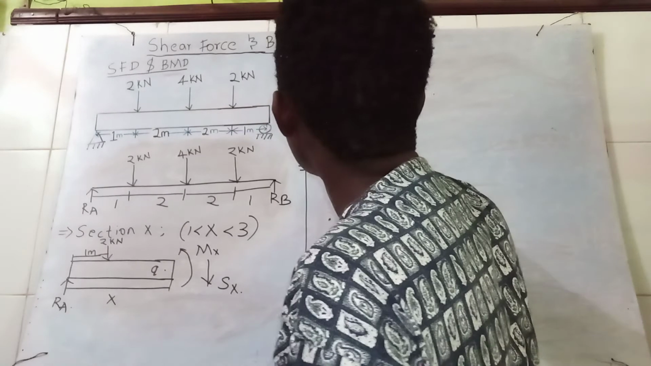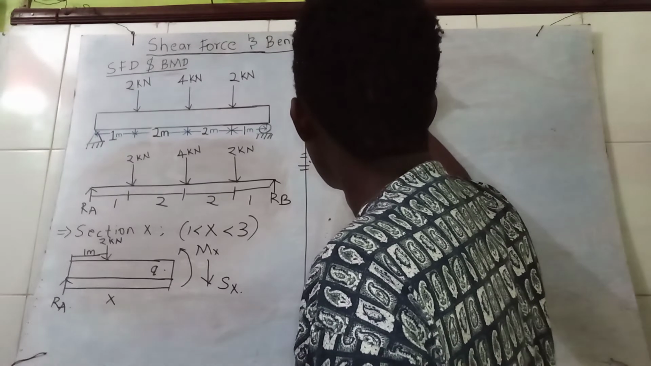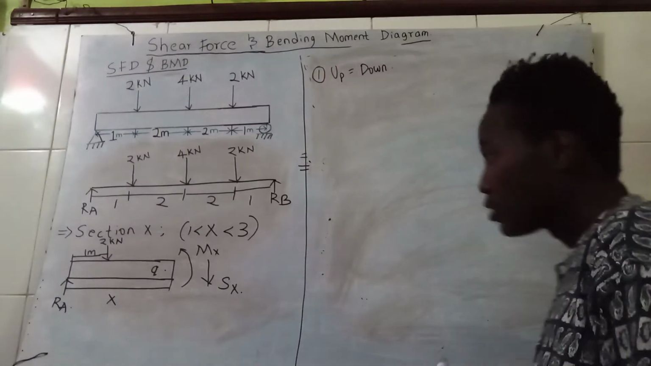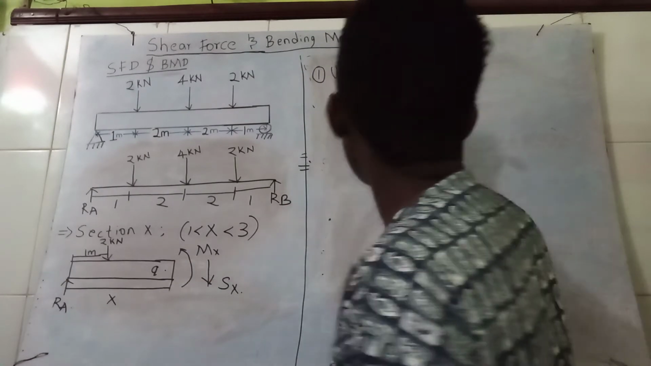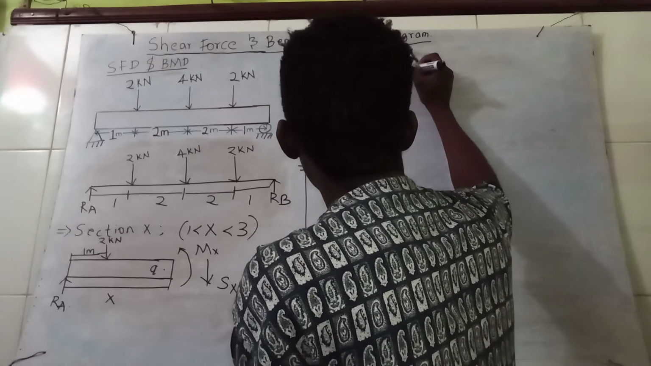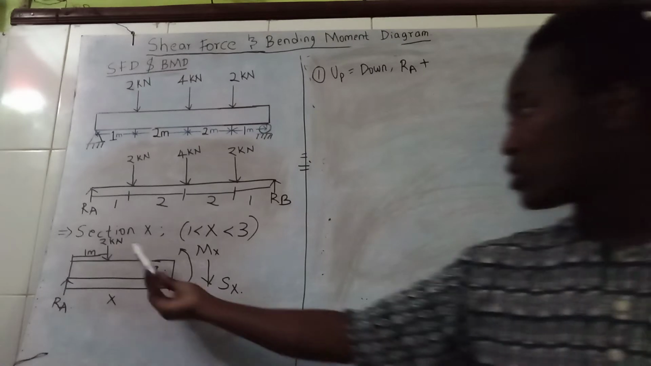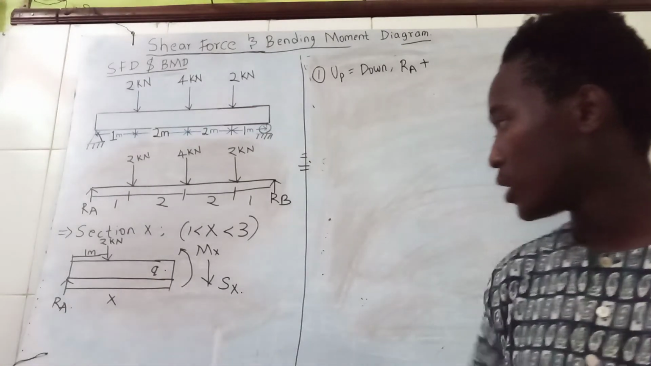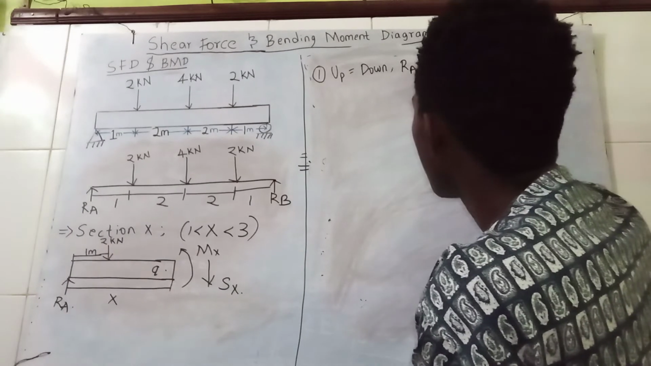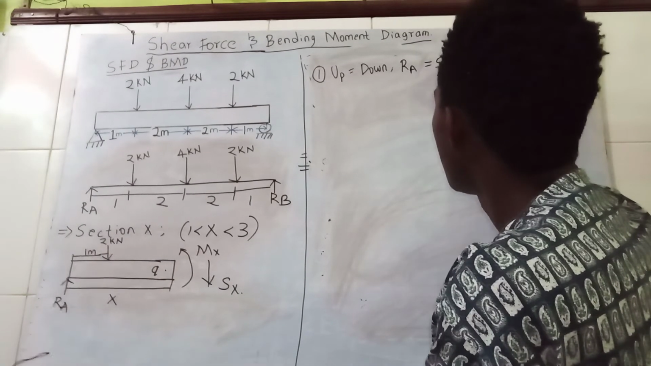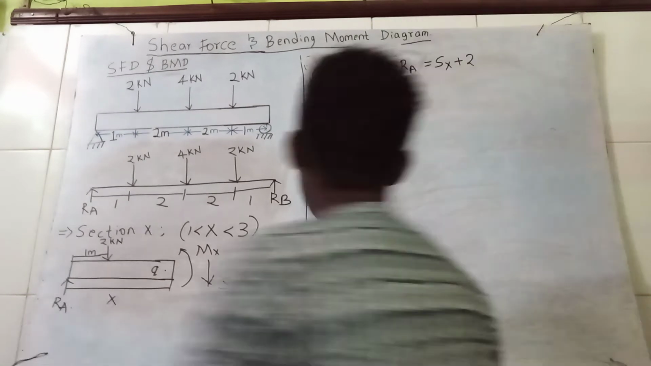So to start, upward forces equals downward forces. In this case, the upward force is only RA. So I shall have R of A equal to the downward forces, which are the 2 kilonewtons and the shear force S of X. So RA is equal to S of X plus 2 kilonewtons.